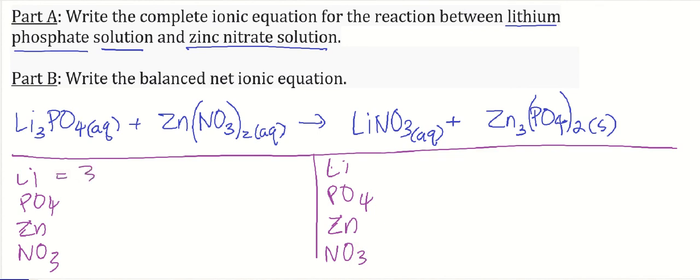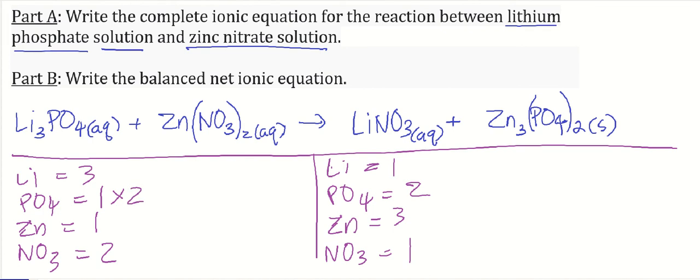All right, I've got 3 lithiums, 1 phosphate, 1 zinc, 2 nitrates. On the right side, I have 1 lithium, 2 phosphates, 3 zincs, and 1 nitrate. Okay, so let's pick something else to start with. I want to pick phosphate, just because. Doesn't matter where you started. It might take you a little longer back and forth, but eventually you get this. We'll all get the same correct answer, right?